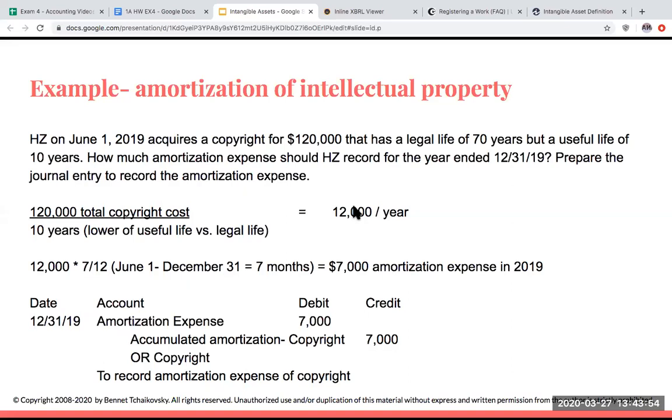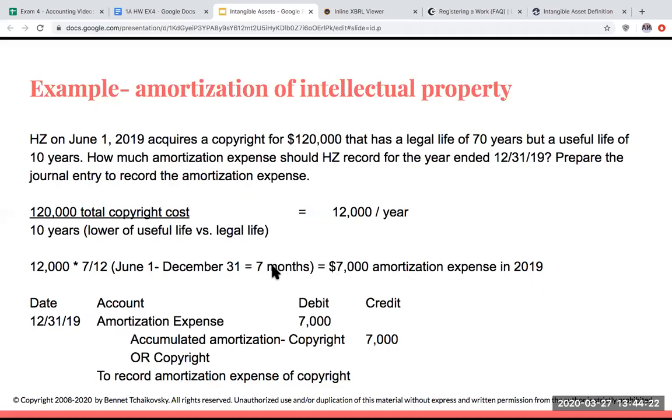So how much amortization expense do I take in 2019? Well, I did not use the copyright for the full year. Why? I acquired it on June 1st. That means I only used it for 7 months: June, July, August, September, October, November, December. So I'm going to multiply that 12,000 by 7/12. I'm going to get $7,000 of amortization expense in 2019.